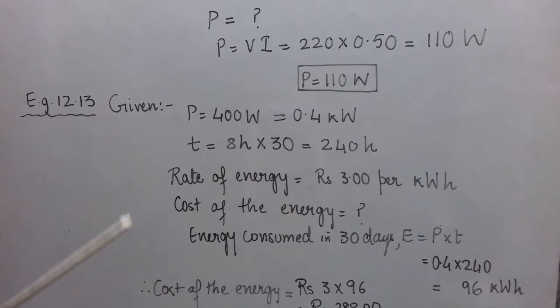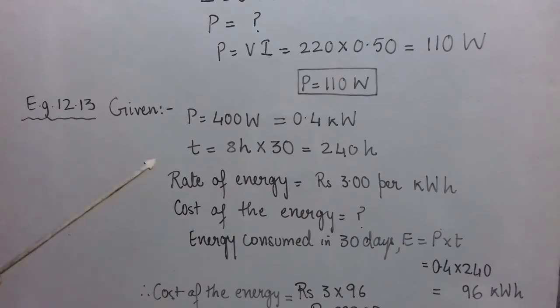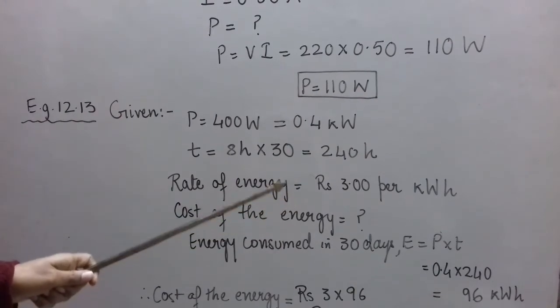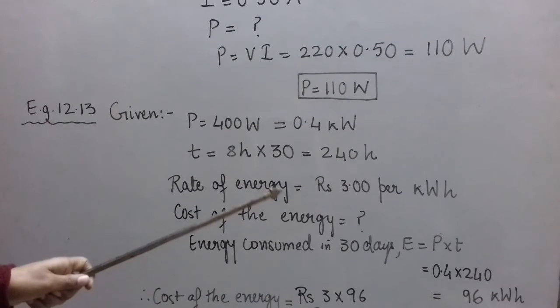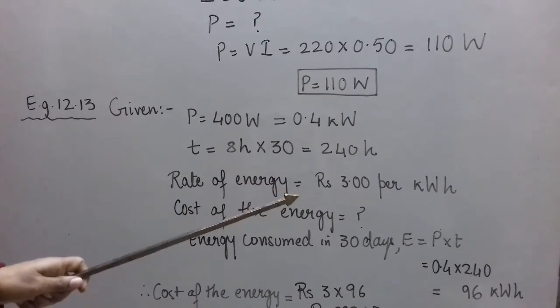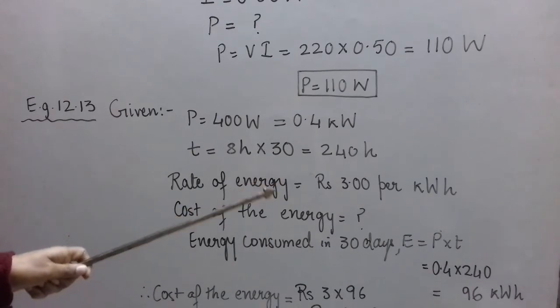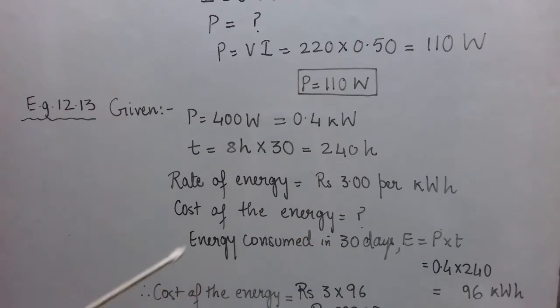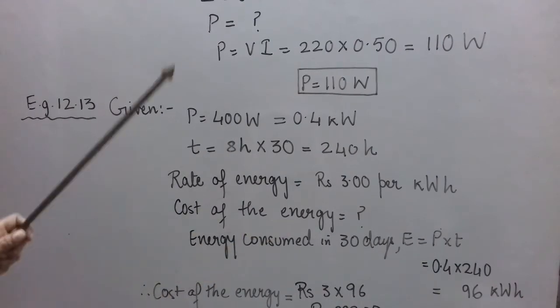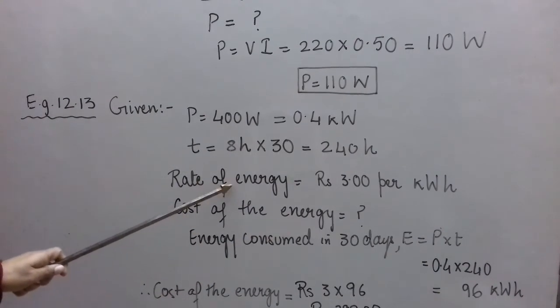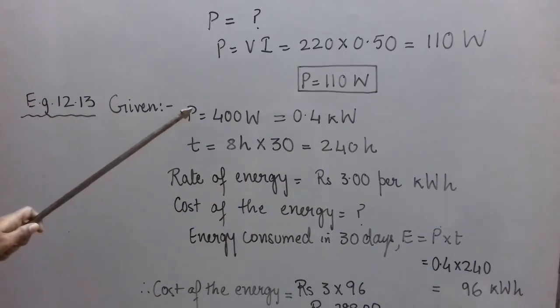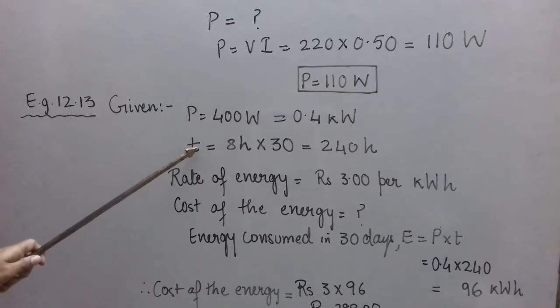Now we are talking about electrical energy, and the rate is given for 1 unit of energy. 1 unit means kilowatt hour. It is a commercial unit of electrical energy. So 1 kilowatt hour, what is the cost of that? Rupees 3. Energy consumed in 30 days, E is equal to P into T. Why P into T? Because we know power is energy divided by time, so energy is power into time. But as the rate is given for kilowatt hour, we have to convert the power into kilowatt, and the time should be in hours.